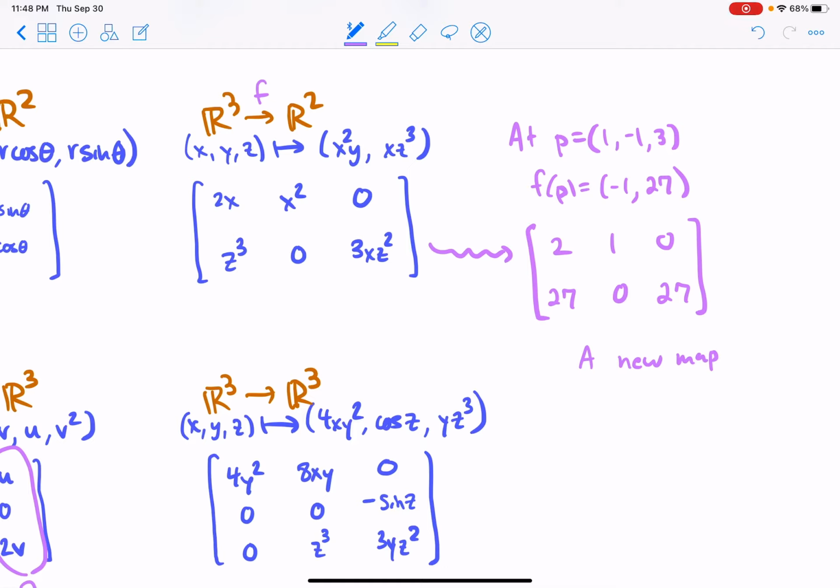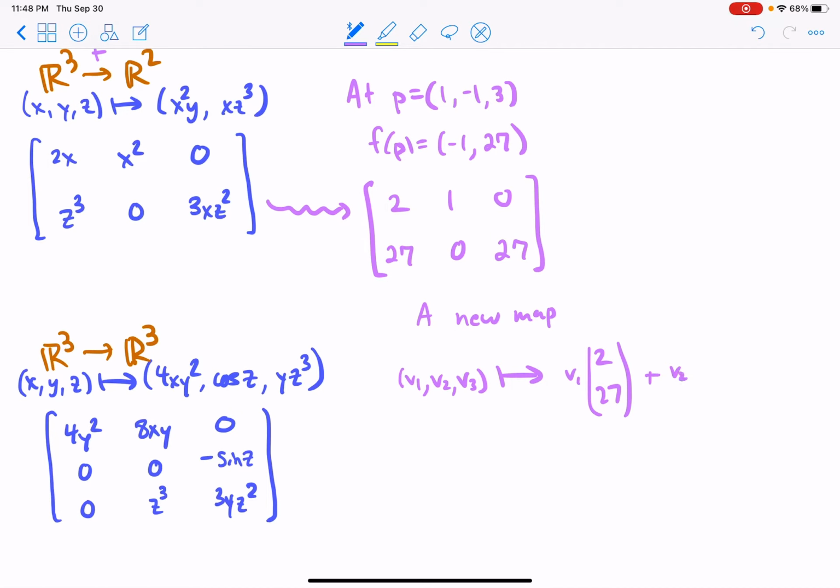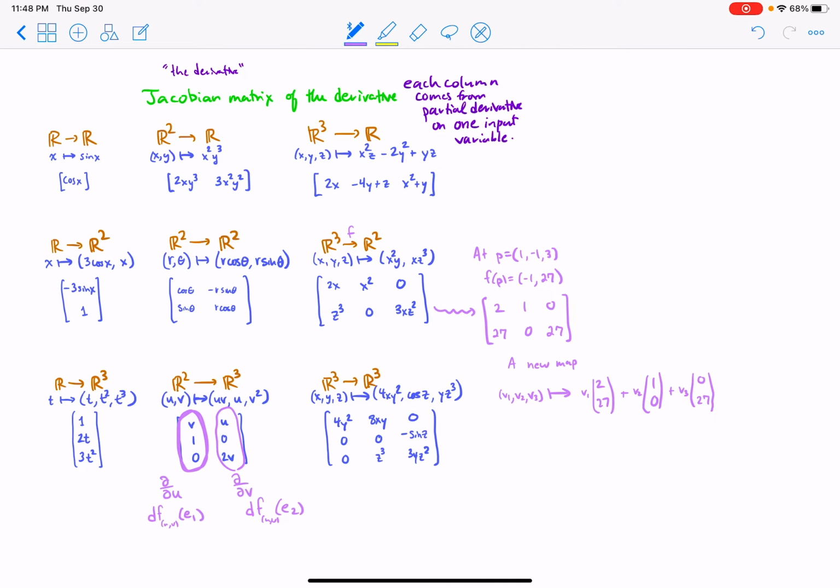What does it do? Well, let's take a vector. We're going to move in the input space, so it needs to have 3 components. Let's call them v1, v2, v3. And we'll send it to v1 times the first column plus... We're going to send it to a linear combination of these columns. Our derivative is a linear combination of these columns of the Jacobian matrix. Okay? And so this is a linear map, a new map, linear.